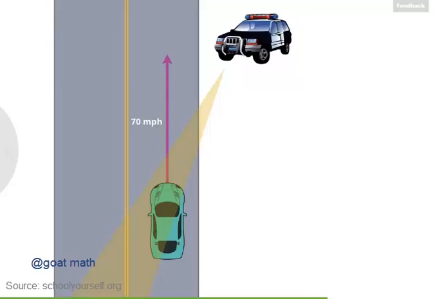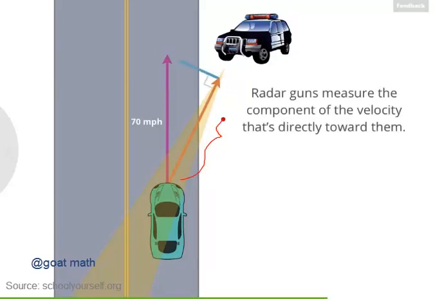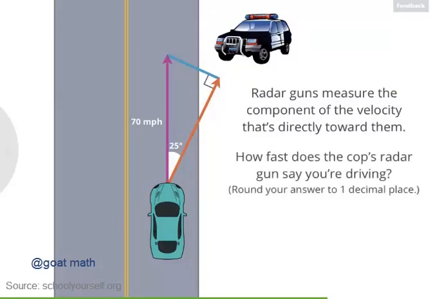Now the thing to know about radar guns is that they don't actually measure your speed or velocity, they only measure the component of your velocity in the direction that's directly pointing toward the radar gun. So let's say there's a 25-degree angle between the direction you're driving and the direction of the radar gun. So how fast does the radar gun say you're driving? In other words, what's the length of this component of the right triangle over here? Round your answer to one decimal place.